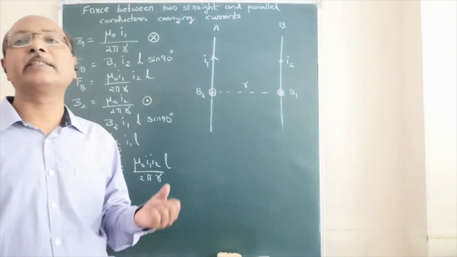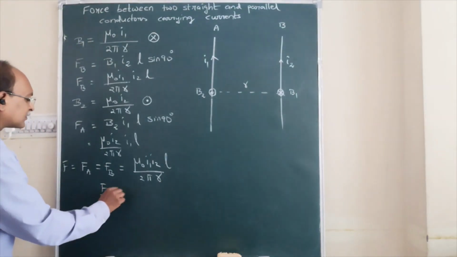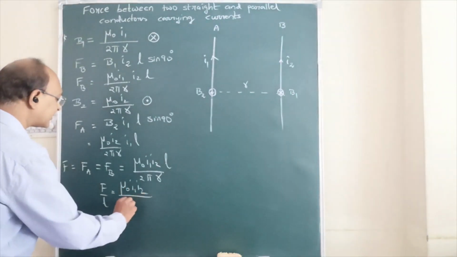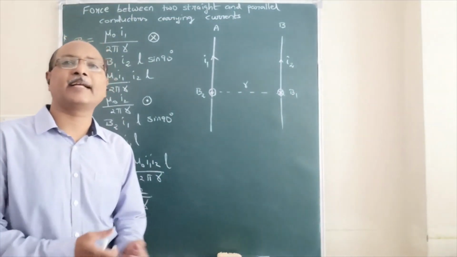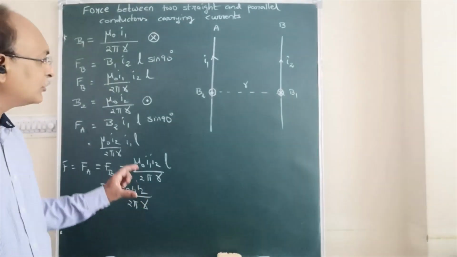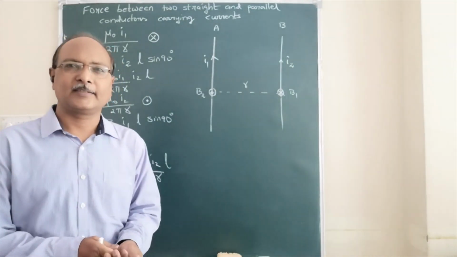Or the force per unit length will be given by F by L, so mu naught I1 I2 by 2 pi r. So that is the force per unit length between the two conductors. We use this expression to define the unit of current, that is ampere.